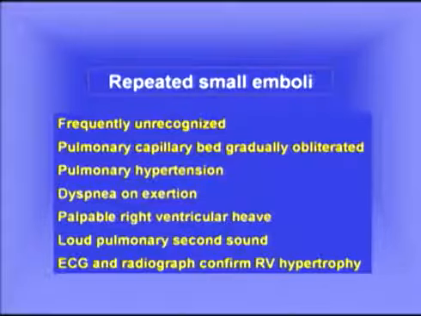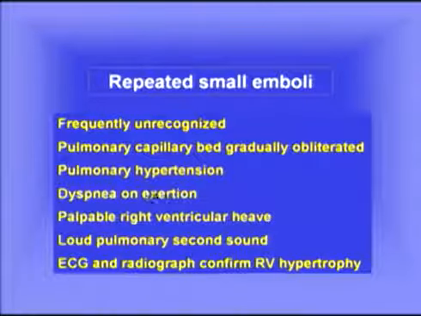Occasionally, with a massive embolus, it's possible to do emergency surgery and remove the embolus, but the death rate with this condition is high. Repeated small emboli is a different kind of clinical picture. These are frequently unrecognized. In fact, I would say generally unrecognized. And the pulmonary capillary bed is gradually obliterated by these small emboli. And often the presenting problem is evidence of pulmonary hypertension.